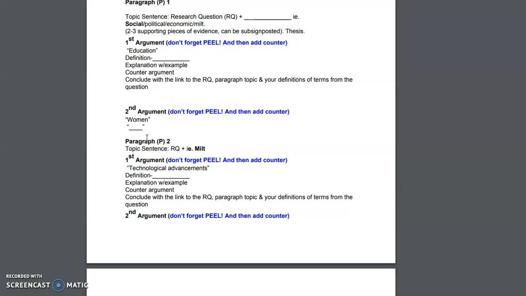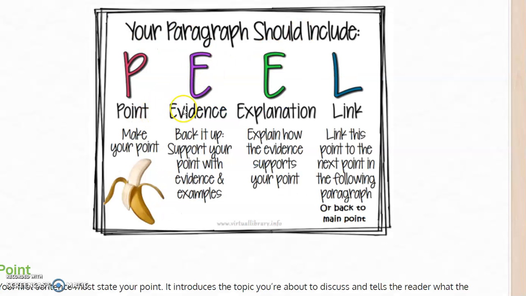But within each paragraph, you want the argument and the second argument being the counter to it, all right? So it says here, don't forget PEEL and then add counter. So the idea of what you're trying to do is give these arguments with counter arguments in the reference of what is point, evidence, explanation, link. And the idea of why we say PEEL is just because you want to think of, here's my point, here's my argument, all right? Here's the evidence I have, and here's my explanation of why or how this supports my point. And then here's the link to the next.